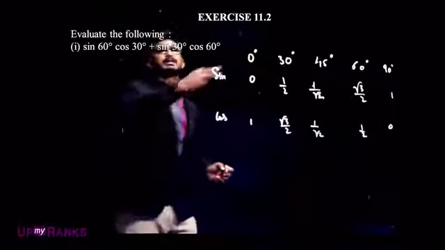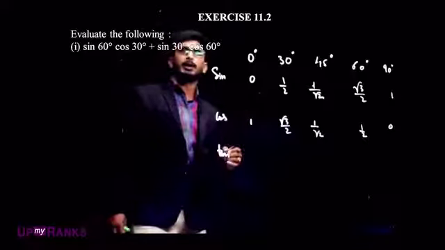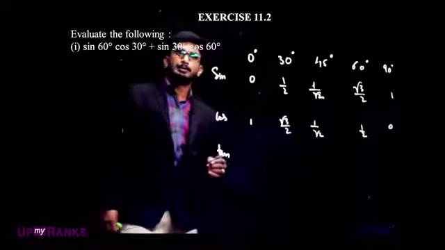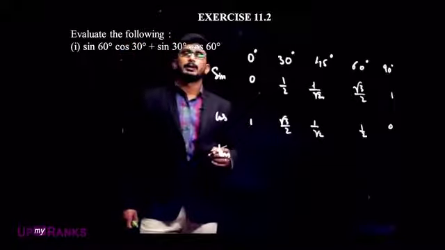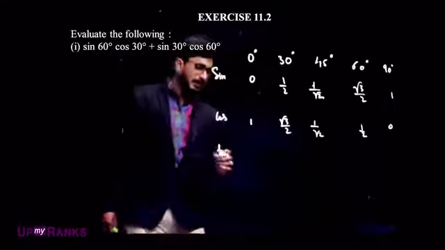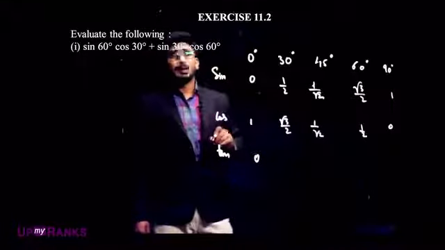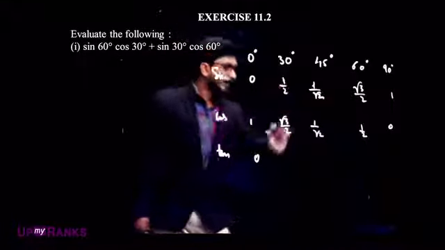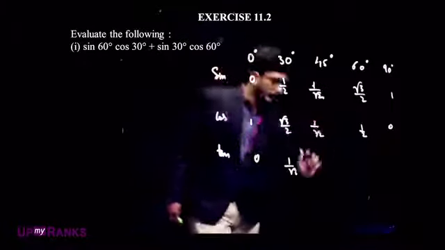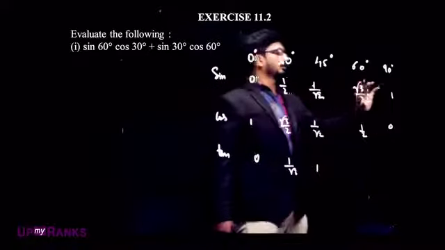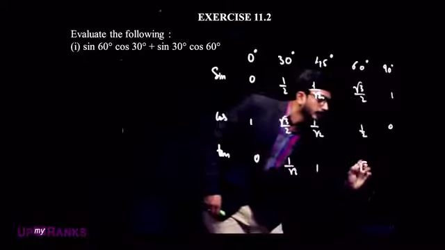Similarly, tan is sine by cos, which is 0 by 1. 0 by 1 is what, children? 0 by 1 is what? Is 0. 0 divided by any number is 0. Let's see, 1 by 2 divided by root 3 by 2, it is 1 by root 3. 1 by root 2 divided by 1 by root 2, which is 1. Root 3 by 2 divided by 1 by 2, which is root 3.